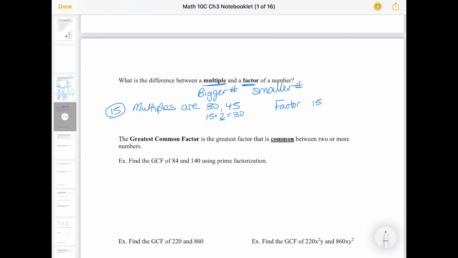A factor, I'm still taking my number 15, but I'm dividing it by a prime factor. Again, that's the key word here. Prime factor, smaller. Divide by 3, 5. So 5 and 3 would be factors of 15.